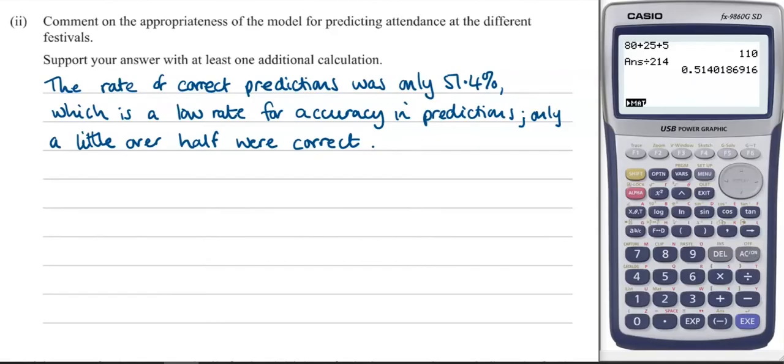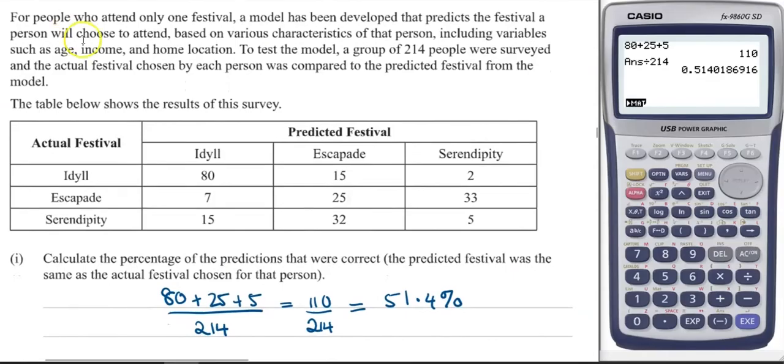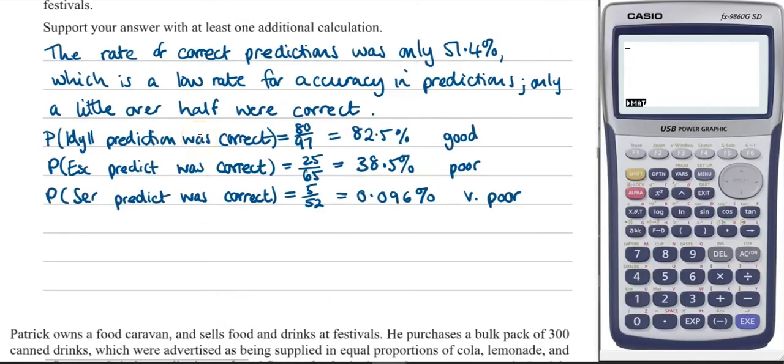Let's see what it was like with each of the festivals. So we can look at the ones predicted to go to Idle, how many actually went to Idle, and then of Escapade and Serendipity. So I'm going to do that back down on the other page. When we look at each festival individually, we can see that actually Idle was kind of carrying a lot of what we saw in that 51% previously. The other two were very poor predictors, especially the Serendipity. So overall, this is not a good predictor.